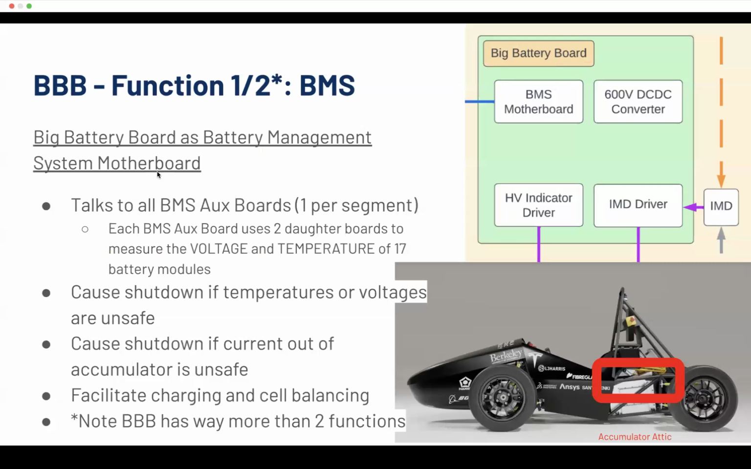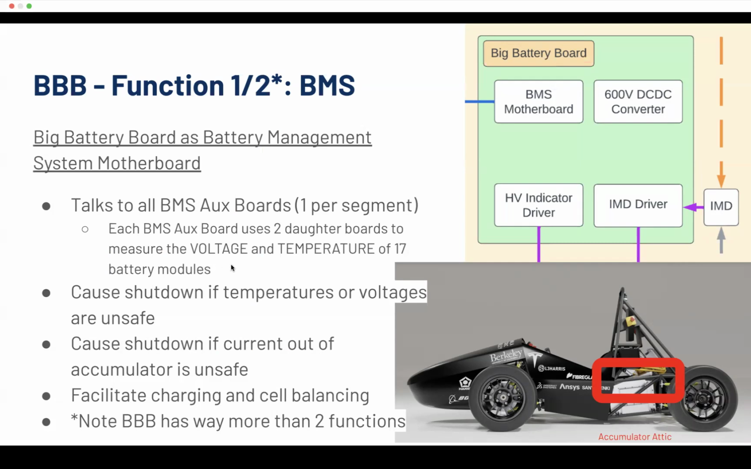So one of the main purposes, like I said, is the battery management system motherboard. It talks to all the daughter boards, which have 2 per segment. And the daughter boards are reading all of the voltages and the temperatures through the aux boards.